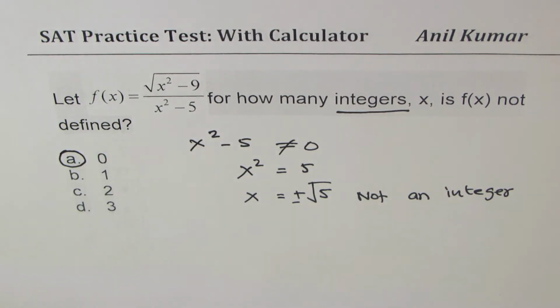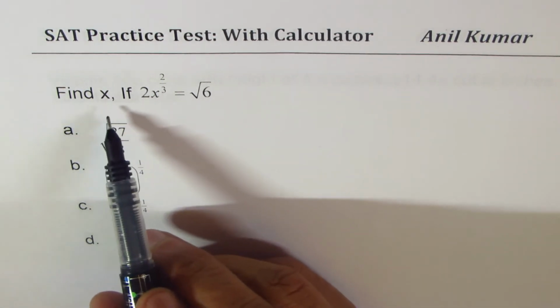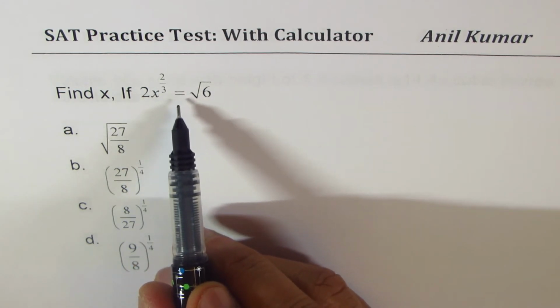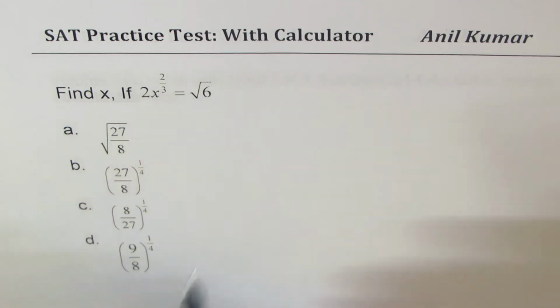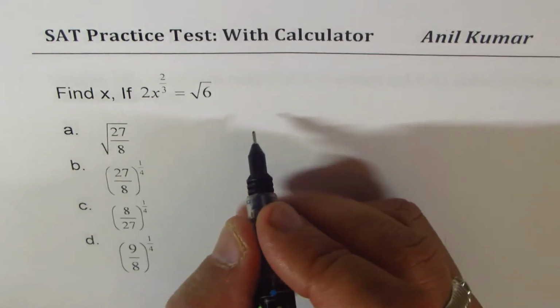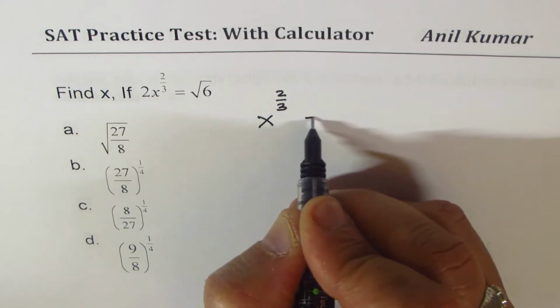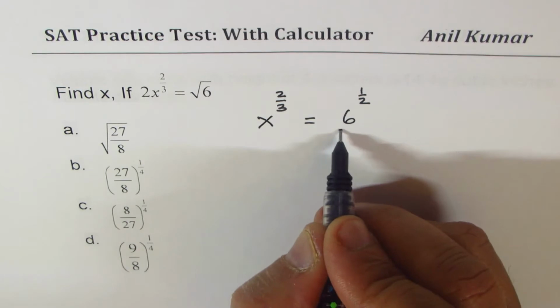Don't write 2. These are irrational numbers, real numbers. Now we have a very interesting exponents question. It says find x if 2 times x to the power of 2 over 3 is equal to square root of 6. Square root of 6 means 6 to the power of half, right? Okay, let's see how to do this one. These are our options. So we'll just rewrite this: x to the power of 2 over 3 is equal to 6 to the power of half, and we'll divide by the number 2.